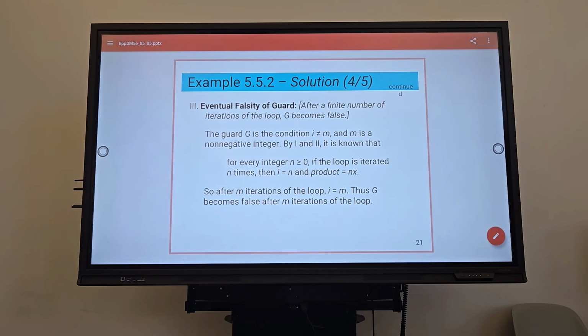Eventual falsity of the guard. The guard G is the condition I does not equal m, and m is a non-negative integer. By 1 and 2, it is known that for every integer n greater than or equal to 0, if the loop is iterated n times, then I equals n and product equals n times x. So after m iterations of the loop, I will equal m. Thus, G becomes false after m iterations of the loop.